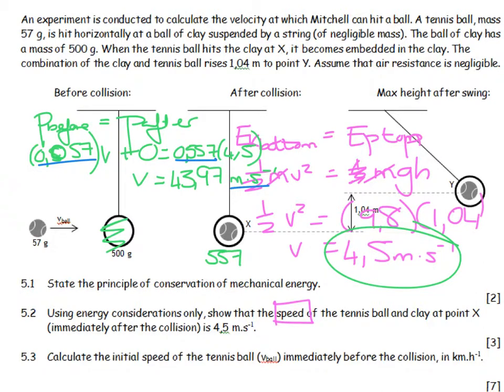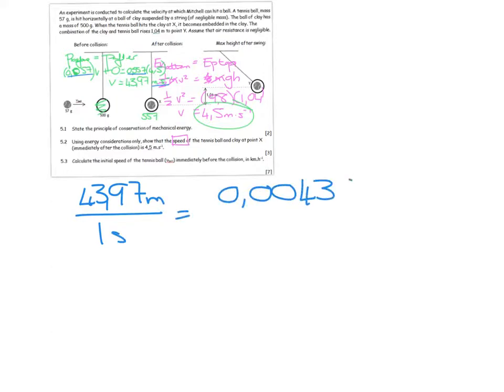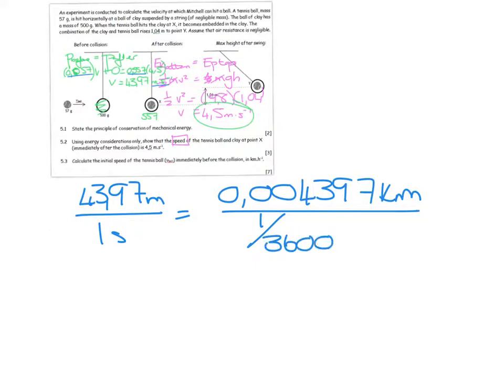The question wants us to go to kilometers per hour, so I need to take that 43,97 meters per 1 second. 43,97 divided by 1 second is the same as 0,004,397 kilometers. So I divide by 1,000 at the top, and I go 1 over 3,600th of an hour, and when I resolve that I get 158,31 kilometers per hour.